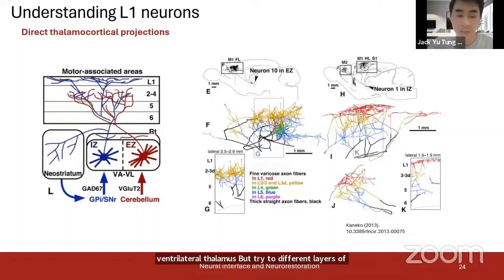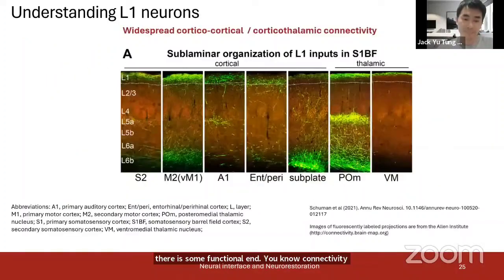And specifically, inhibitory thalamic neurons project to layer 1 of the cortex, while excitatory neurons project to the lower layers. So there are some functional and connectivity differences between the different layers.